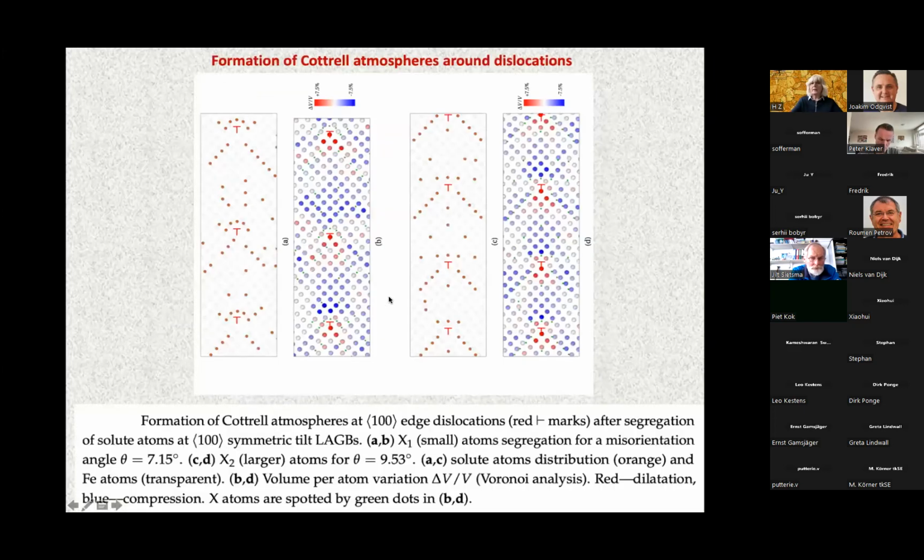If we compare this with the Voronoi volume of the atoms at the grain boundary, which can be related to the elastic field and the position of the atoms, we really see that the interstitial solute atoms decorate the dislocation core at the beginning, and are also situated in the dilatation region near the grain boundary. So here in this picture, we can see the atom smaller than iron, and in this picture, the atom is approximately the same size as iron atoms.